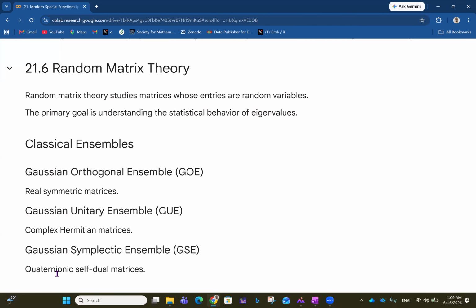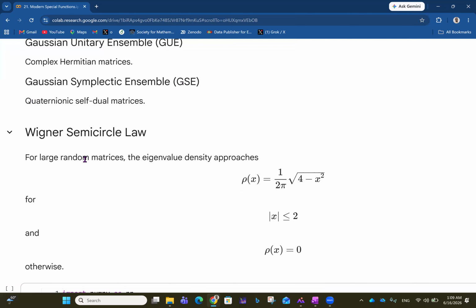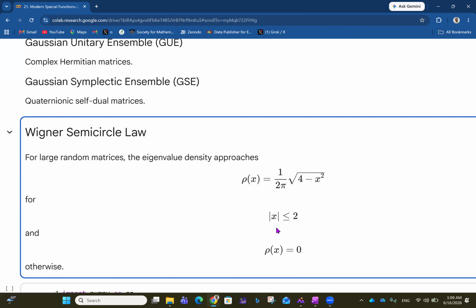That's talking about random matrix theory right there. And then you have Wigner's semicircle law. For large random matrices, the eigenvalue density approaches rho of x, which is equal to 1 over 2 pi square root of 4 minus x squared, for absolute value of x less than or equal to 2. That means x ranges from minus 2 to 2. That's more like what we are trying to say. Otherwise, if that doesn't happen, then rho of x is 0.